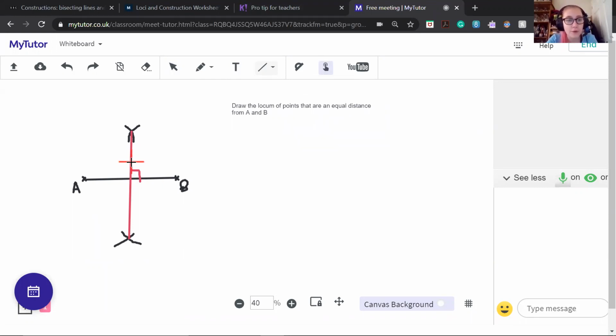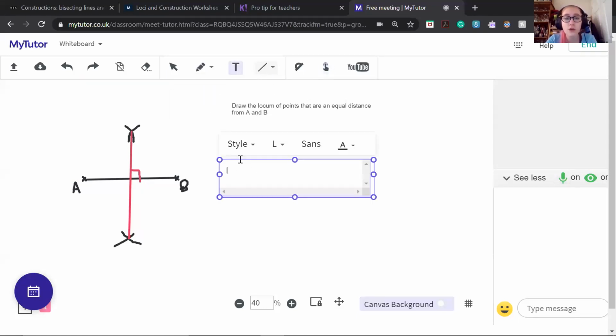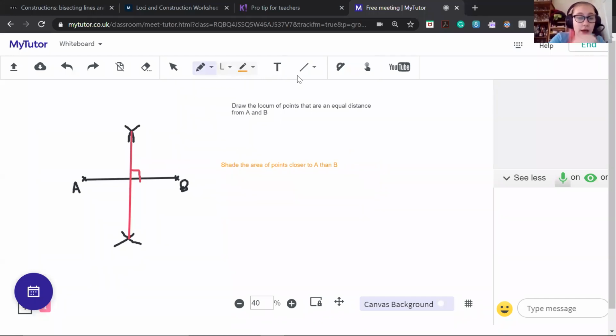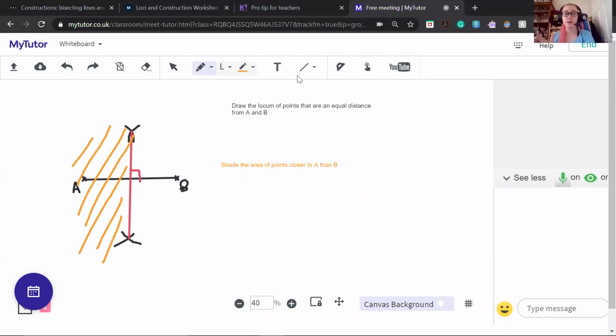If you think about it, every point on this line is the same distance from A, like straight line distance, as it is from B. Anything either side of this line is going to be closer to either A or B. So if we had a question, because a lot of these are about shading areas, that said, shade the area of points closer to A than B, then we would draw this locus and shade everything on this side. Because everything on that line is equidistant, the same distance from A as it is from B. Everything on the other side is closer to B. So everything on this side is closer to A than it is to B.